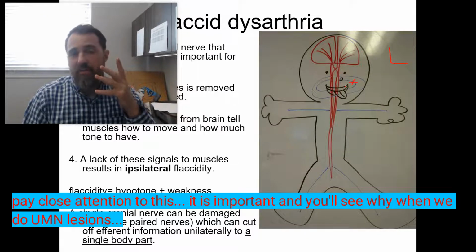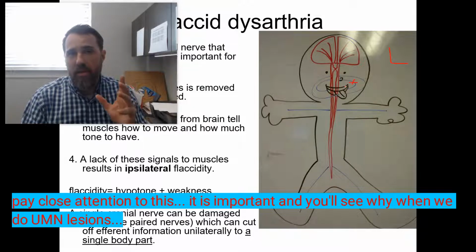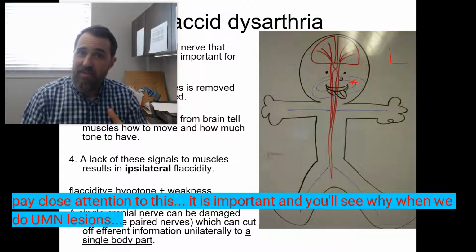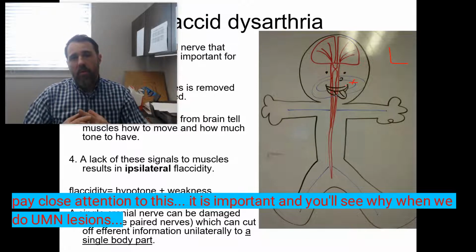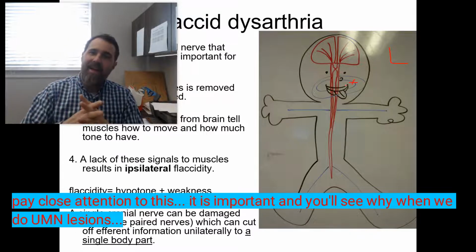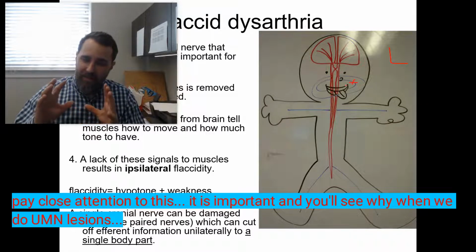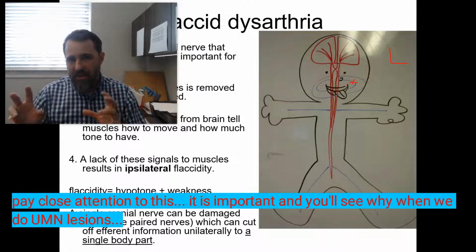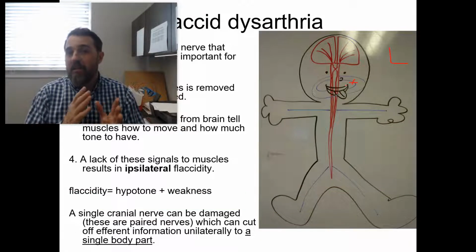Why does damage to the left facial create ipsilateral flaccidity on the left side of the face? Because it's the left side of the face that the left facial nerve innervates. So lower motor neuron damage is going to create flaccidity, and it's going to create flaccidity that is going to be ipsilateral, meaning on the same side of the body as the lesion.